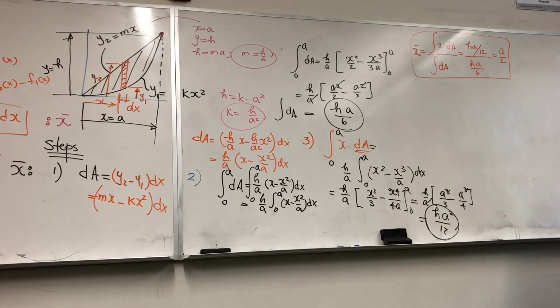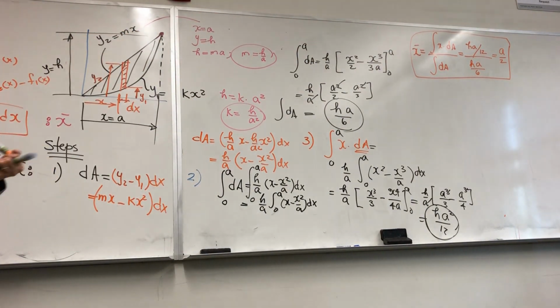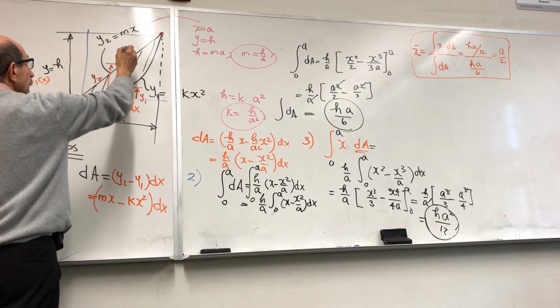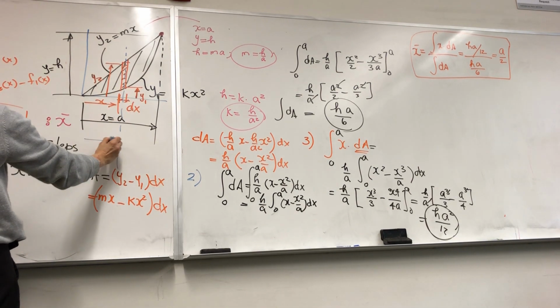Okay? So that's x bar, which means that wherever this centroid is located, it lies along a line that is halfway here.